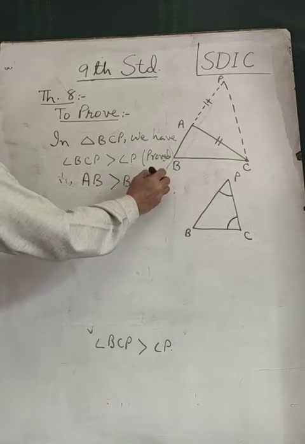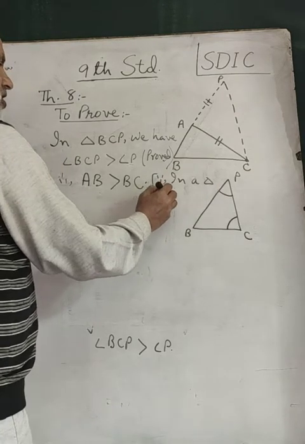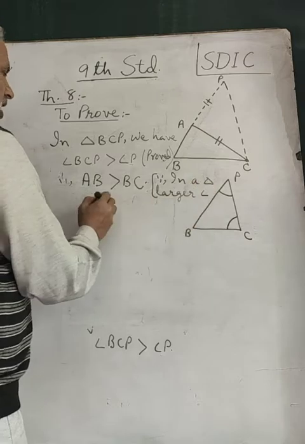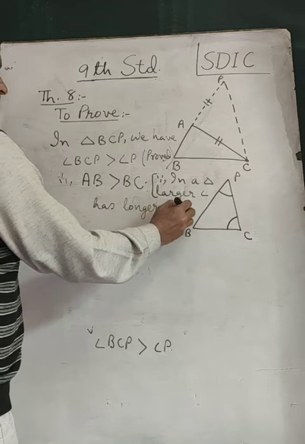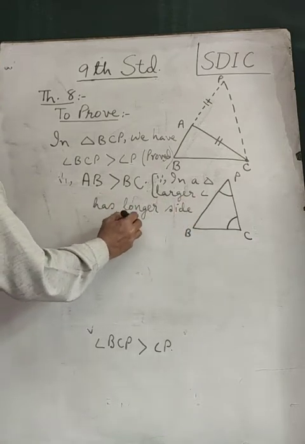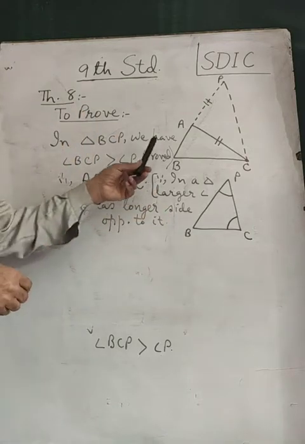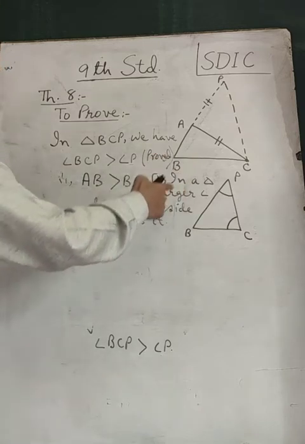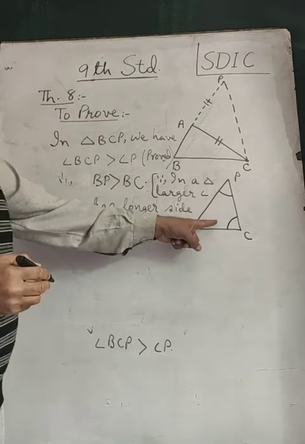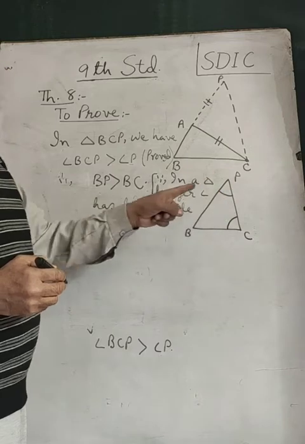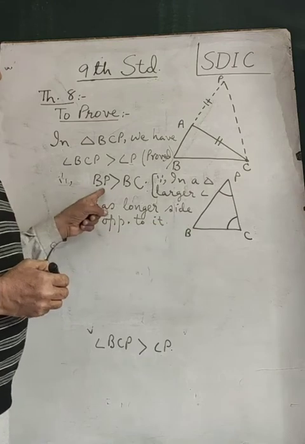Put the reason, because in a triangle, larger angle has longer side opposite it. This is the statement of that theorem. And finally, this AB will be, sorry, it is BP is larger than BC. I have to see this figure. Angle BCP is opposite to this BP side. Angle P's opposite side is BC, so BP is larger than BC.